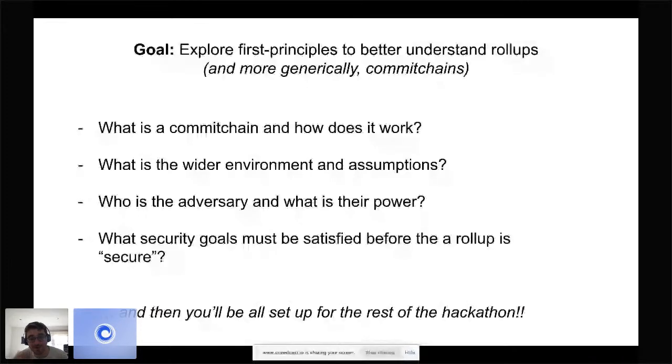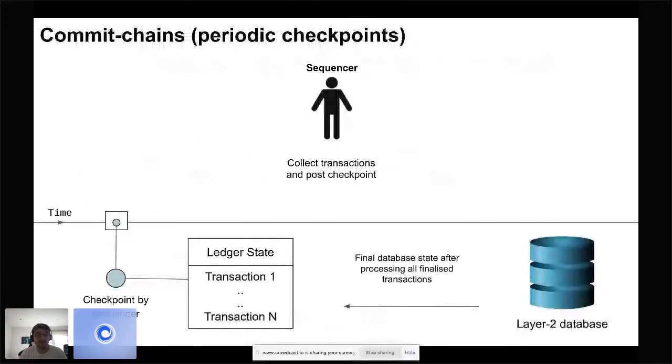So now we're going to talk about commit chains. What is a commit chain? Well, the idea is that you have a sequencer, and the sequencer's job is to collect these layer 2 transactions. Periodically, they post a checkpoint to Ethereum, the layer 1 blockchain. This checkpoint will have a list of transactions, or at least a commitment to a list of transactions, and the new ledger state. Ideally, given the list of checkpoints, anyone in the world should be able to get the data and recompute the layer 2 database themselves. And ideally, it's the layer 1 blockchain's job to be convinced that the layer 2 database is correct, valid, and not compromised.